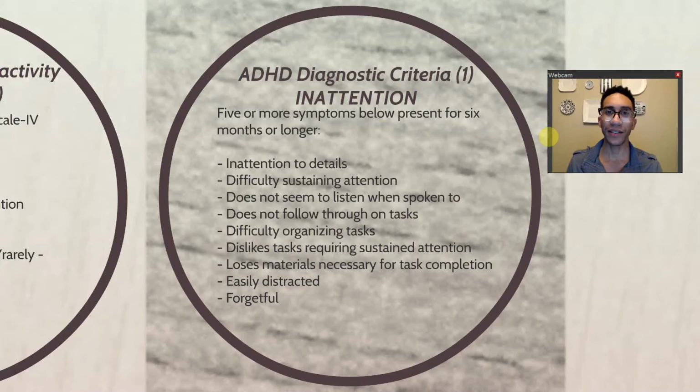Difficulty organizing tasks, if you're really scatterbrained. Dislike tasks requiring sustained attention. Yeah, but like I said, that could also just be boredom, and that's something that you have to contend with. That's why, again, it has to be present in multiple contexts. Loses materials necessary for task completion, so absent-mindedness. And easily distracted, like if they see a squirrel and they just, oh my God, what was I doing? Squirrel. Oh, okay, and they can't stay on one thing for any sustained period of time.